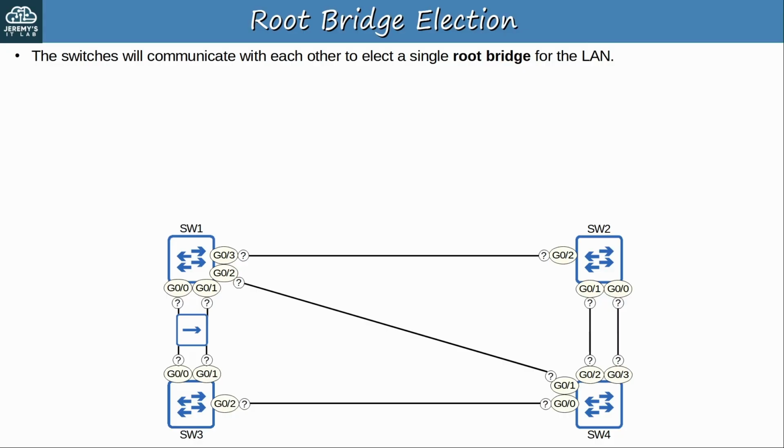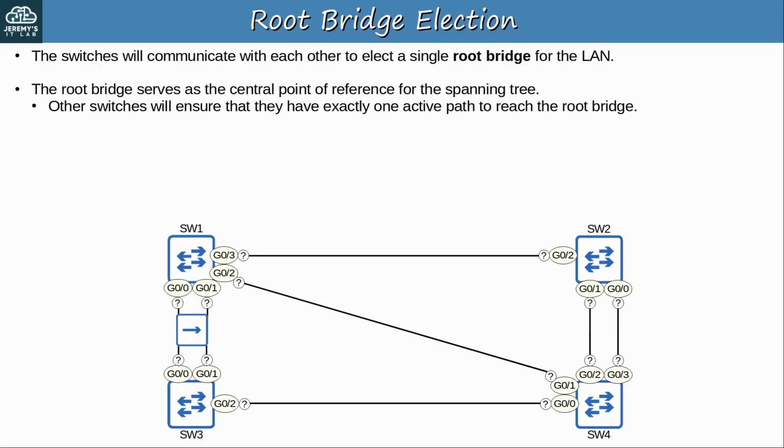Actually, with Cisco's PVST+, there will be a root bridge for each VLAN, but we'll focus on a single VLAN topology for this video. The root bridge serves as the central point of reference for the spanning tree. Then, other switches will ensure that they have exactly one active path to reach the root bridge. Other redundant paths should be disabled.